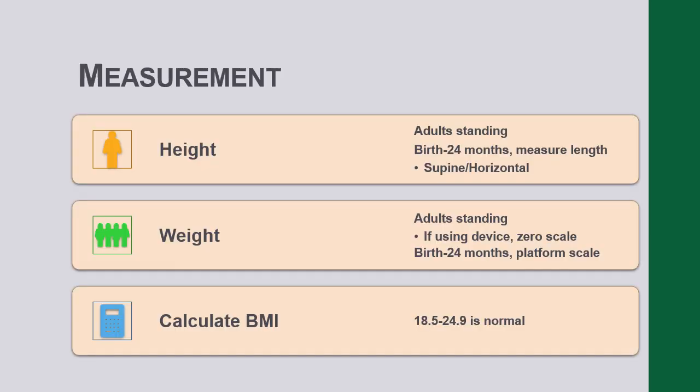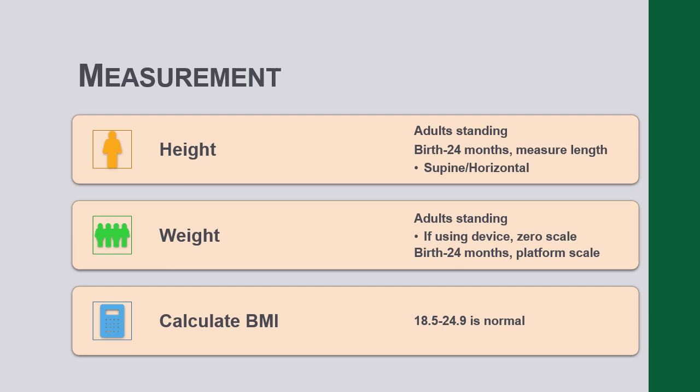When you're measuring your patients, it's important to note that there are different techniques used for infants from birth to 24 months than there are for adults. For both height and weight, patients over the age of 2 years can be measured standing as long as there's no assistive devices required.